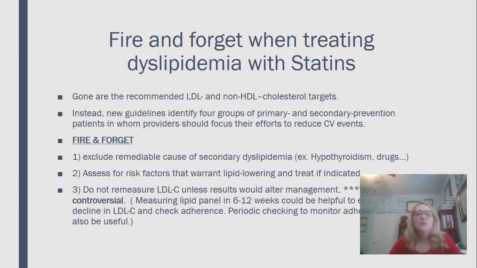Third, do not remeasure LDL-C unless results would alter management. Very controversial. Measuring lipid panels in 6 to 12 weeks could be helpful to ensure that you've got greater than 30% decline in the LDL-C and to check adherence. Periodic checking to monitor adherence could be useful. So you want to make sure that the statin you got them on is actually working for that patient if they are taking it. So there's arguments both ways.